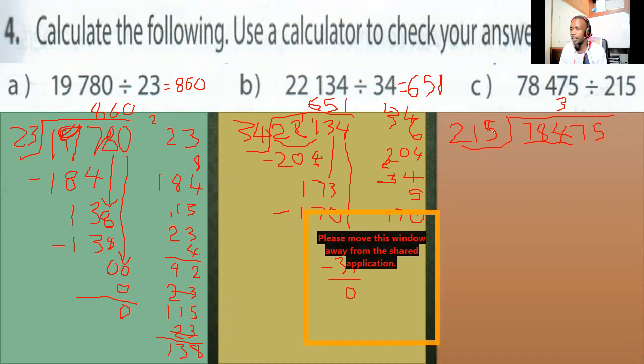3 times 215, okay? 3 times 5, I put a 15, 5 carry 1. 3 times 1, 3 plus 1, 4. Then 3 times 2, 6. So 3 times 215 is 645.